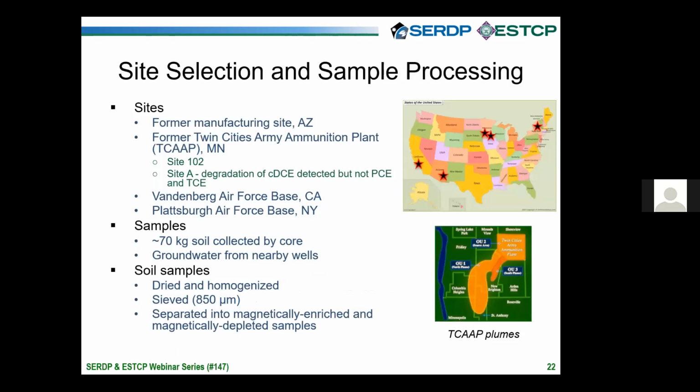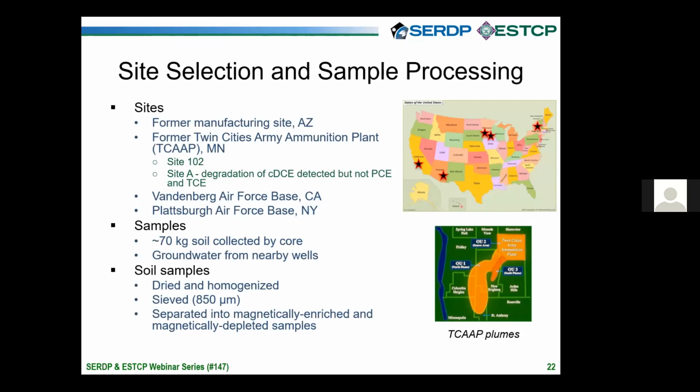So in order to get this project underway, we started by picking 5 sites to collect soil and groundwater samples from. Those sites are a former manufacturing facility in Arizona, the former Twin Cities Army ammunition plant in Minnesota. There's actually 2 locations there where we collected samples from, Site 102 and Site A. Site A is where degradation of cis-DCE has been detected, but no PCE or TCE. Vandenberg Air Force Base in California and Plattsburgh Air Force Base in New York.